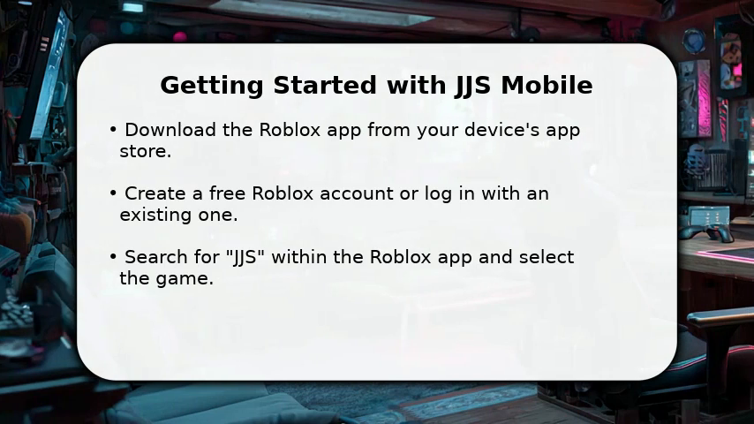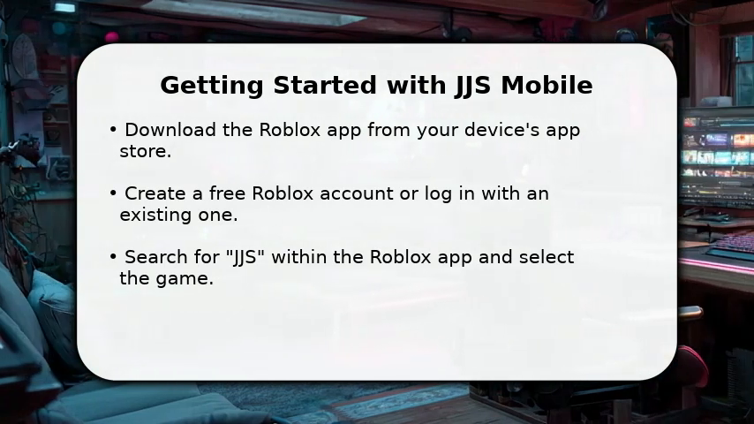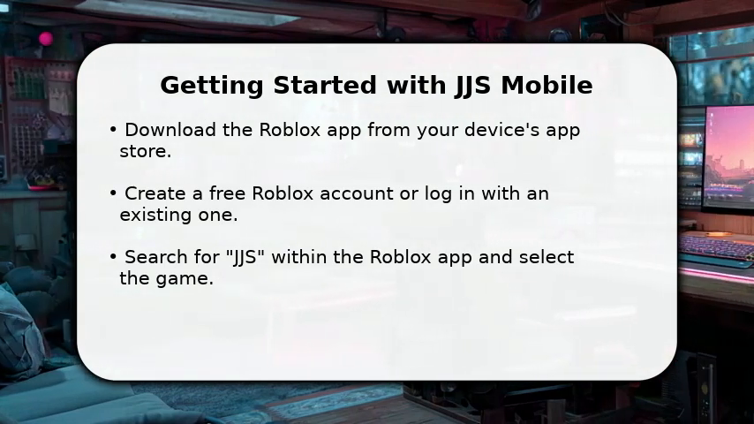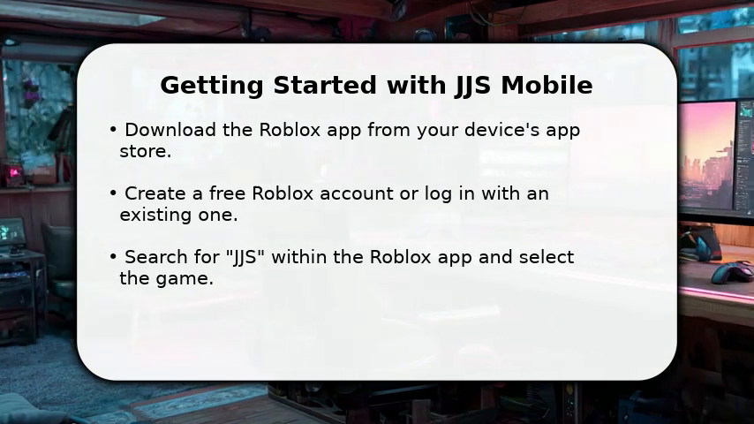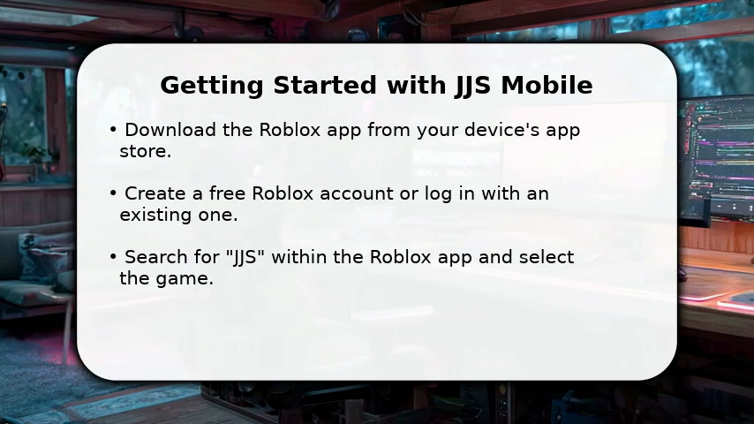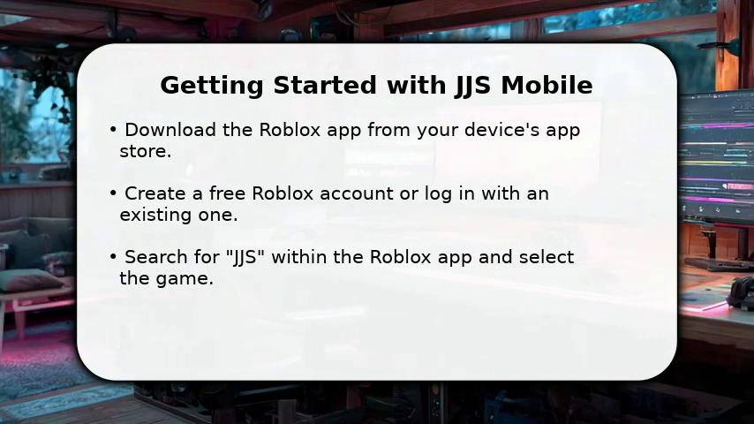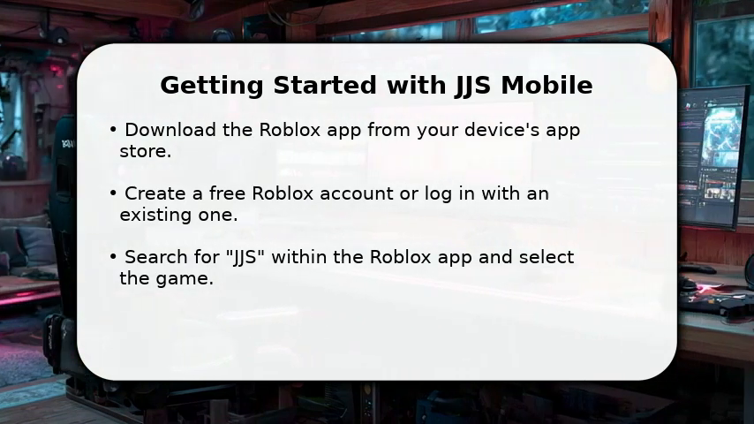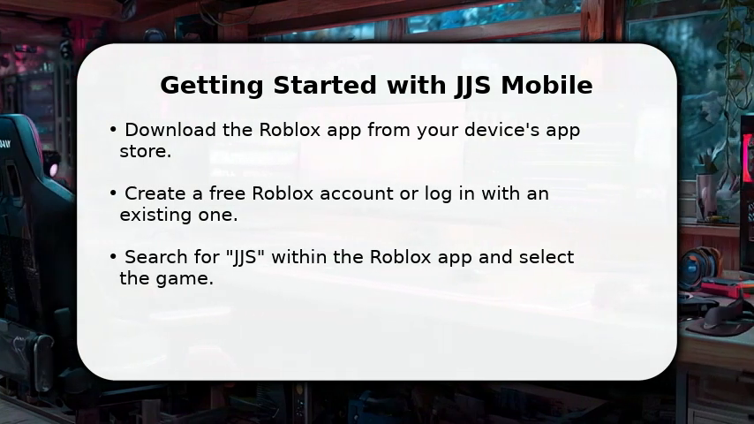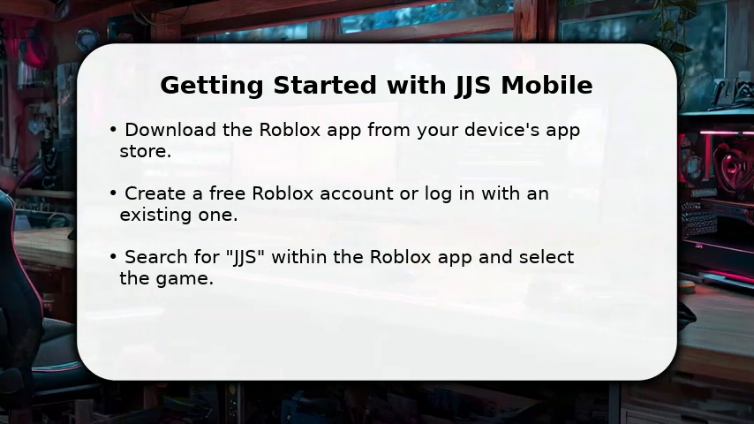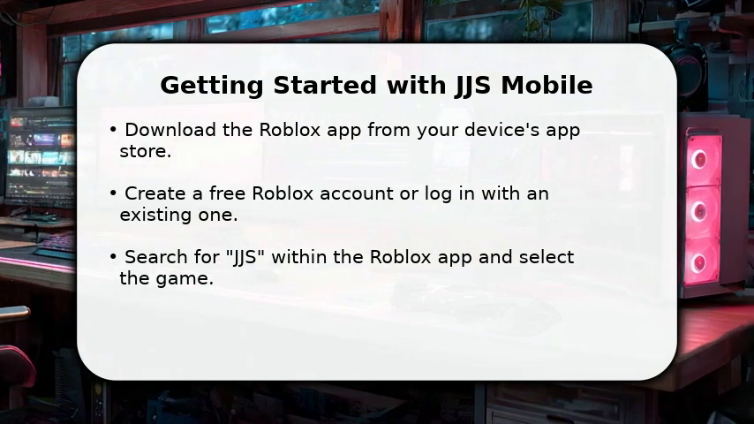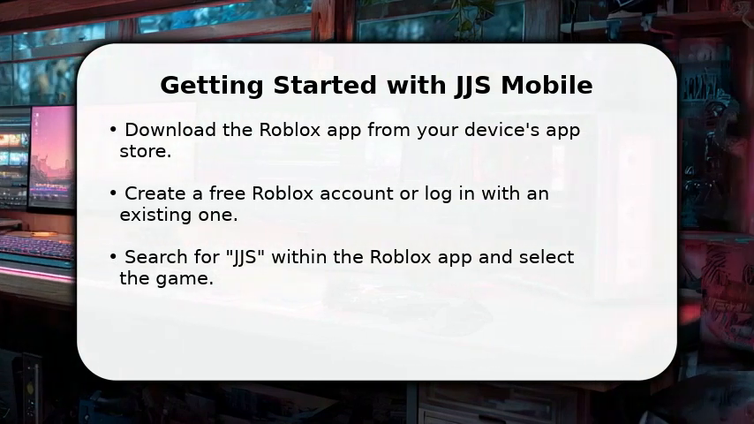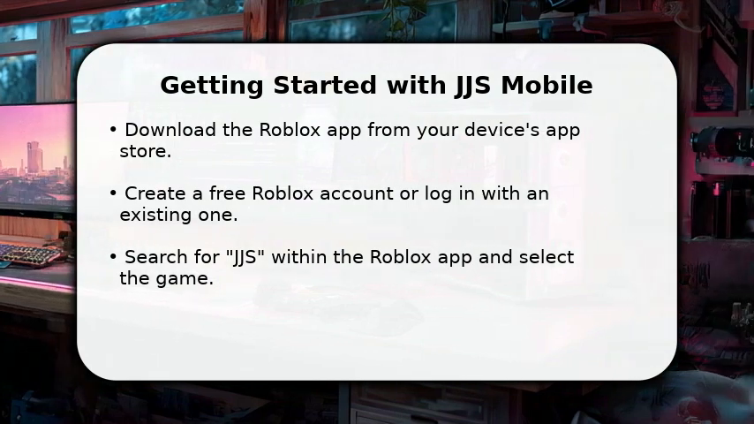In this video, I will explain how to play JJs on Mobile Roblox. First, ensure you have the Roblox app installed on your smartphone or tablet. You can find it in your device's App Store, whether it's the Apple App Store or Google Play Store. Once installed, either create a new, free Roblox account or simply log in using your existing credentials. After logging in, use the search bar to find JJs and tap on the game to begin your adventure.